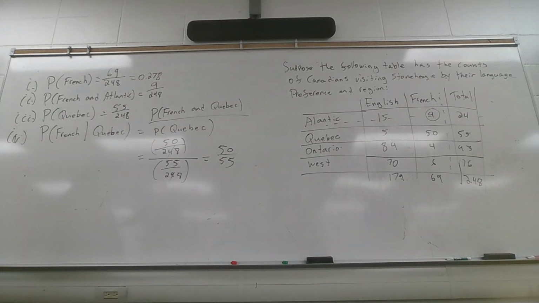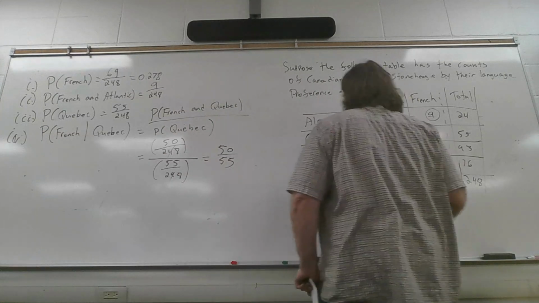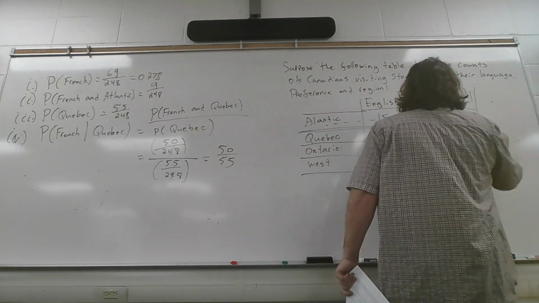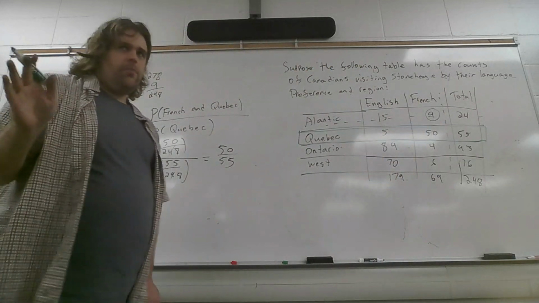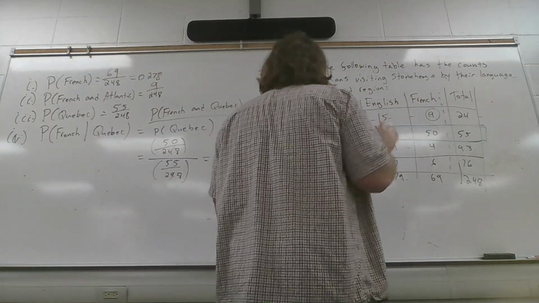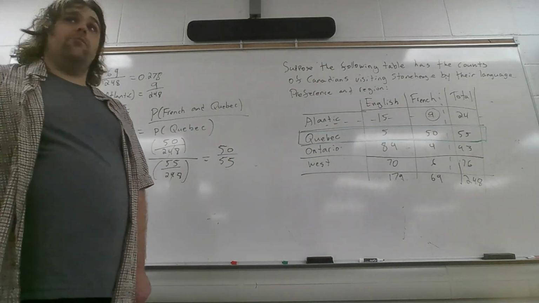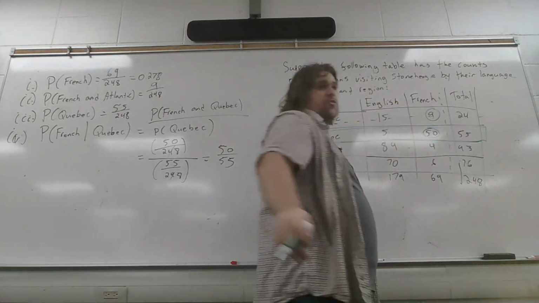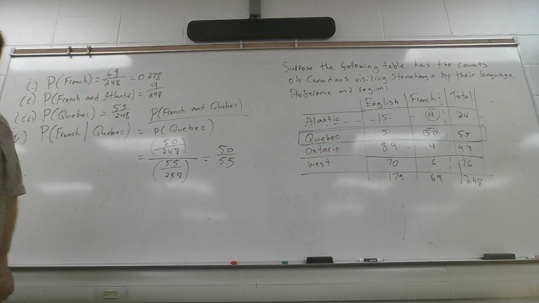Now, when we have a table like this, we don't actually need this conditional probability rule. We can just look at it and say, we know this person is from Quebec. So this is the only part that matters now. None of the rest of the stuff matters. We know that the person is from Quebec. So now what is the probability of French being their language of choice, given that they're from Quebec? There's the French, out of the total number of people, 55. So 50 out of 55 is exactly what we got using the formula.